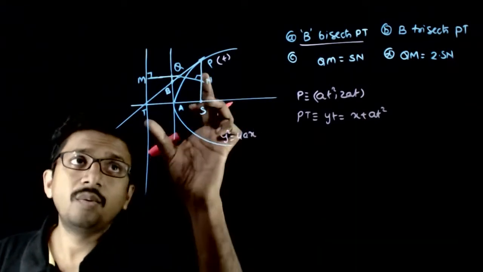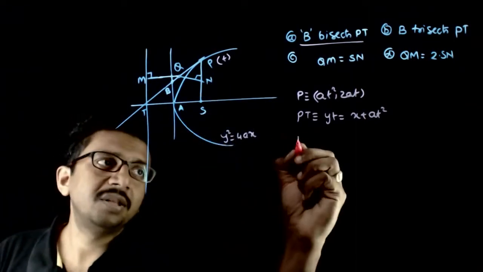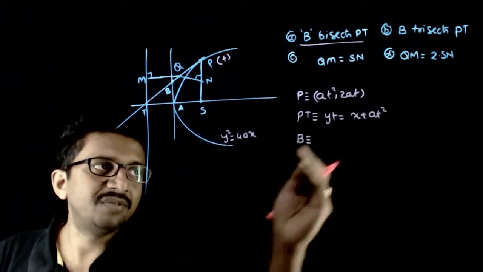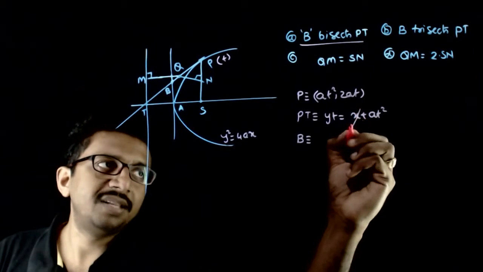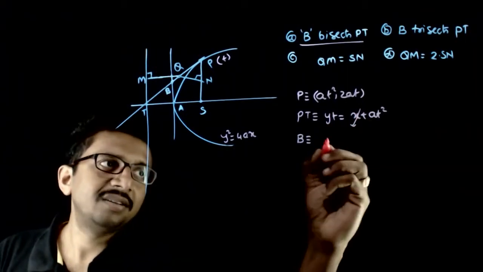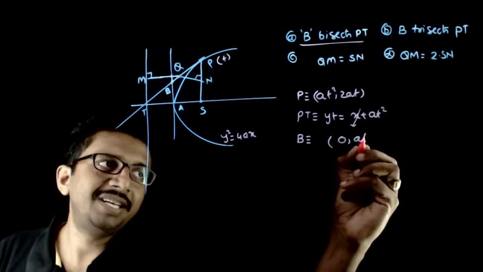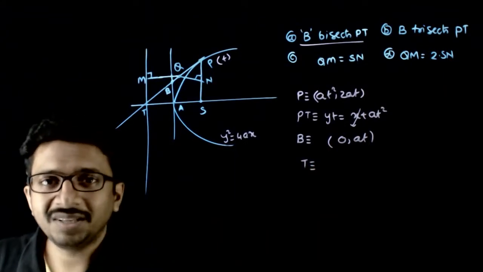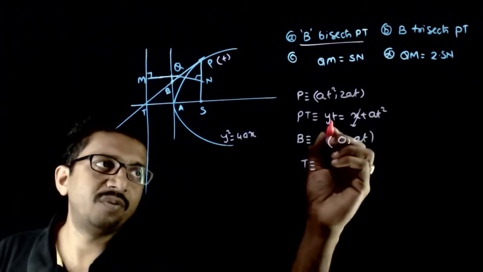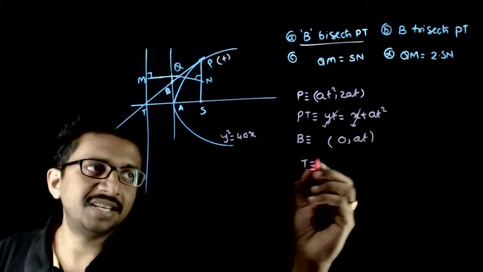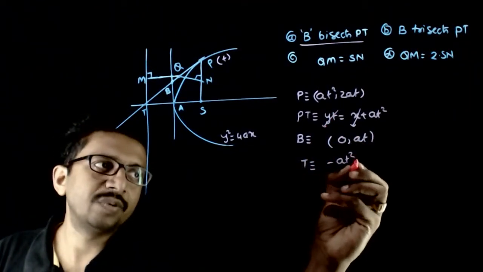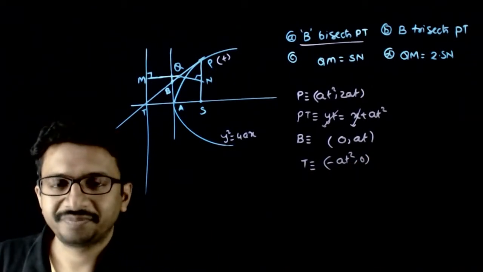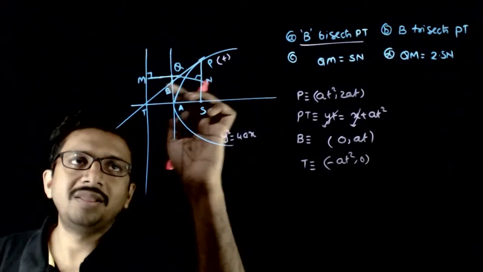And what is the point B? The point B is nothing but the y-intercept of the line. That is, if you put x is equal to 0, you get the y-intercept, that is 0 comma at. And what is point T? Point T is nothing but the x-intercept. If you put y is equal to 0, you get the x-intercept, that is minus at square comma 0. So now you have all these 3 points.